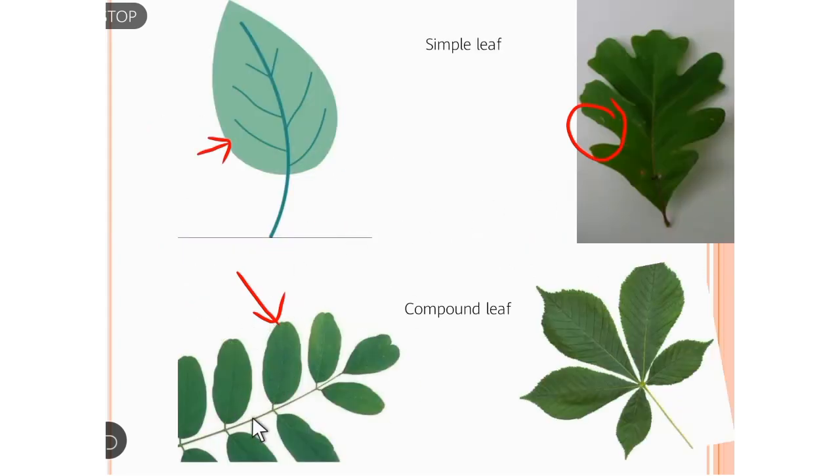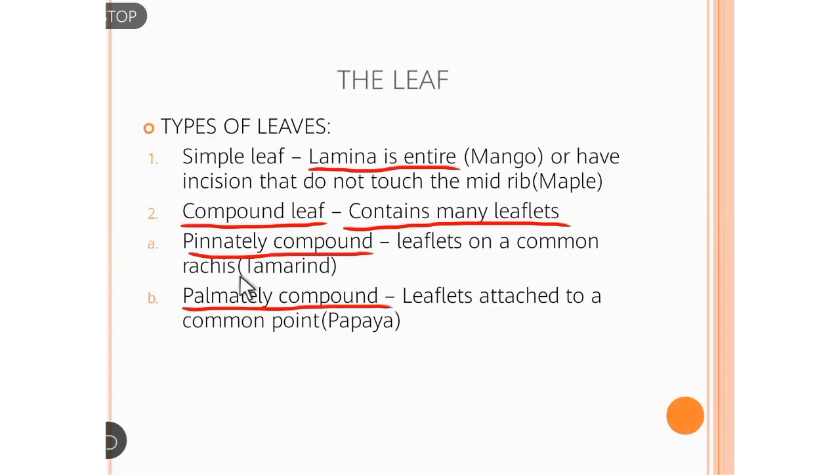In a pinnately compound leaf, this is the picture of a pinnately compound leaf, many leaflets are borne on a rachis. Rachis is nothing but the mid portion. This stem like structure which we see in this picture is the rachis. On this rachis many leaflets are borne. This type of leaf is known as a pinnately compound leaf. The main example is tamarind.